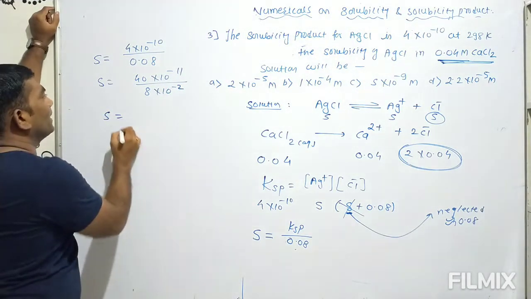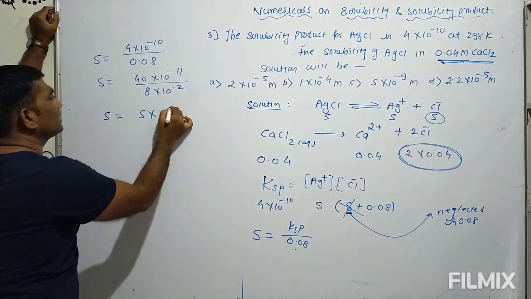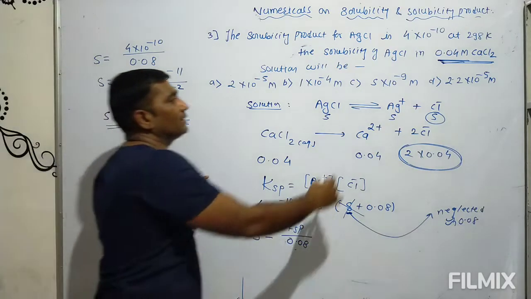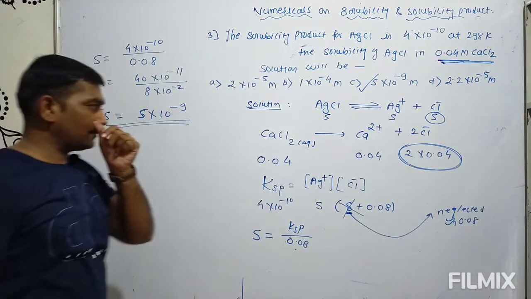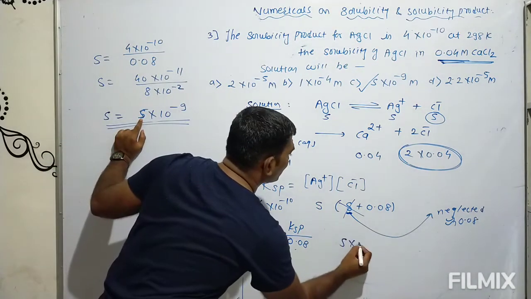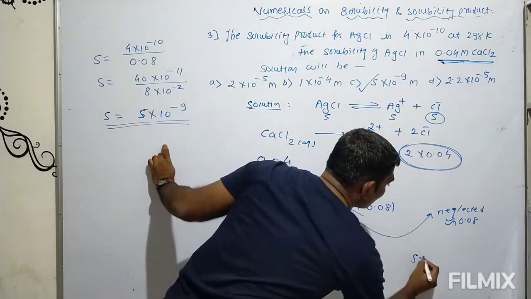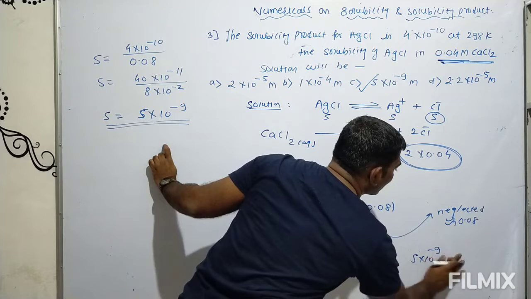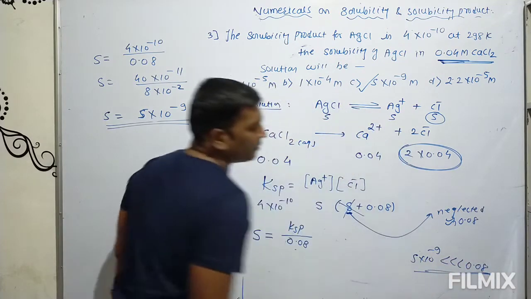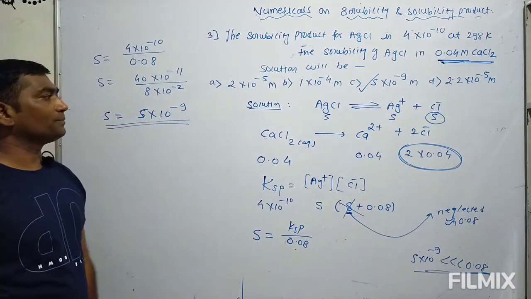So S is equal to 5 into 10 to the power minus 9. This is the correct answer. Now listen here. What is the solubility? 5 into 10 to the power minus 9. So we can neglect this. 5 into 10 to the power minus 9 can be neglected, it is very small compared to 0.08, that is 8 into 10 to the power minus 2. Therefore we neglect this. So please write down this.